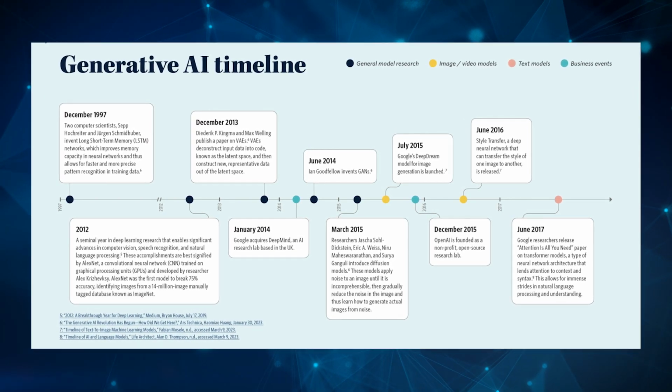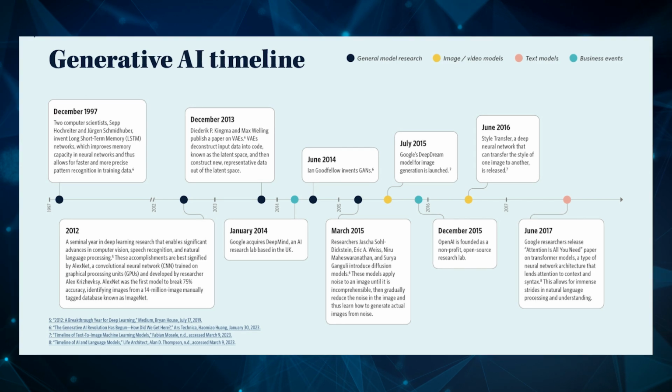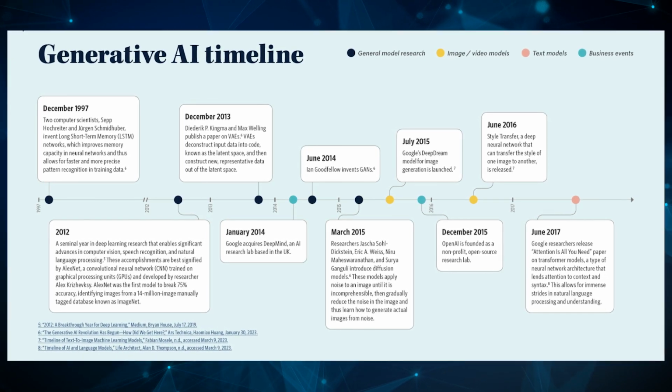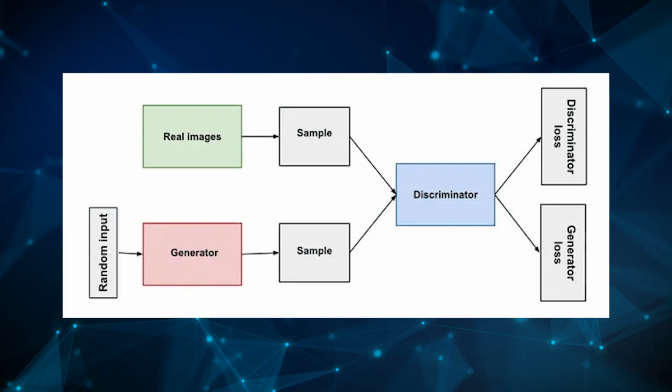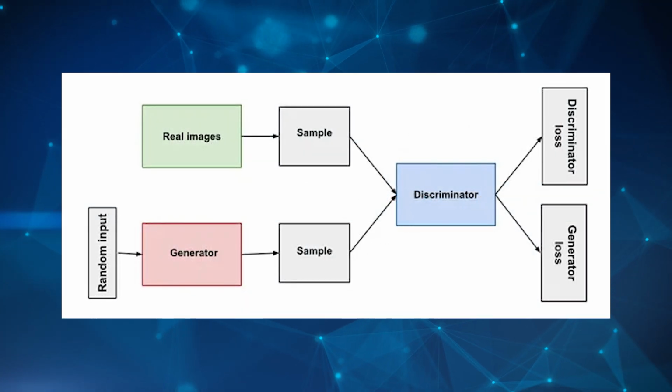The evolution of language models like GPT and BERT has further propelled this field, enhancing the AI's capability to understand and generate human-like text. So now the history is great to know, but how does generative AI actually work?